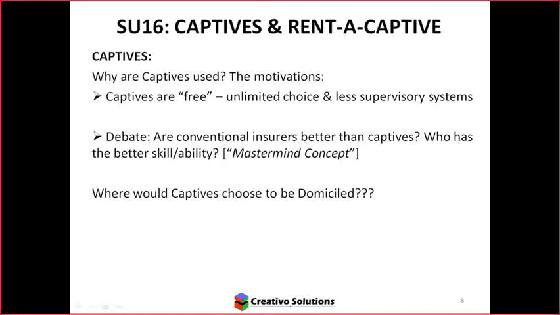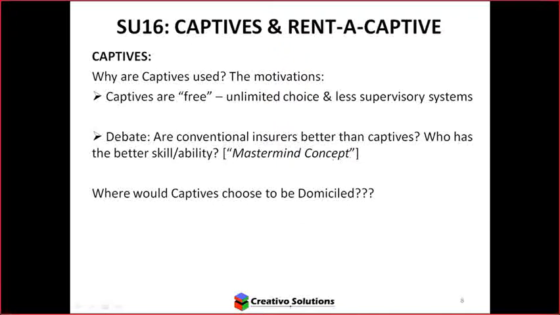Okay, so the debate that I've got here is, are conventional insurers better than captives? What do you think? Who has the better skill or ability, Melanie? The conventional insurers. Why do you say conventional insurers? Because they would have a broader knowledge of risks and stuff like that. Would they have broader knowledge of the risks? But then the other thing is, if you're a captive, you would know what risks occur in your organization. Okay, that's internal. Yeah, it's more specialized. Do you agree? Yeah. Okay.